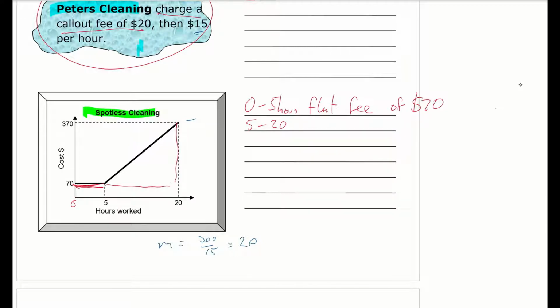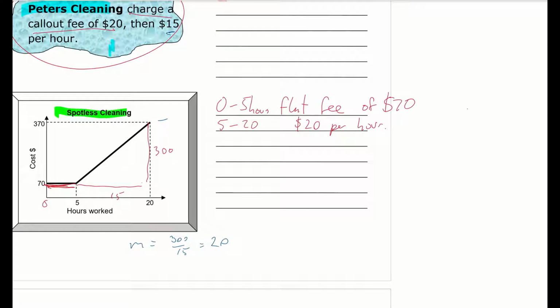So let's have a look at this. I'm going across here is 15, and I'm going up from 70 to 370 is 300. And my m, 300 on 15, is 20. So that is $20 per hour. But what do the equations look like? So for the 0 to 5 hour, my flat fee, that cost is going to be, I'm not going to put a dollar sign, it's just going to be 70.